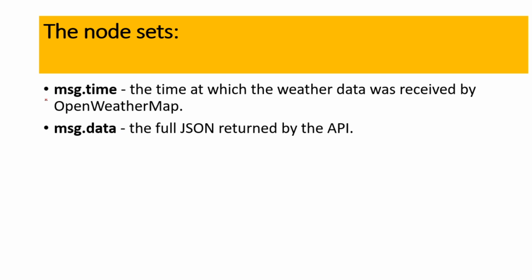Finally, it produces two more outputs: message.time, the time at which the weather data was received by Open Weather Map, and the data, the complete JSON data retrieved by this API.